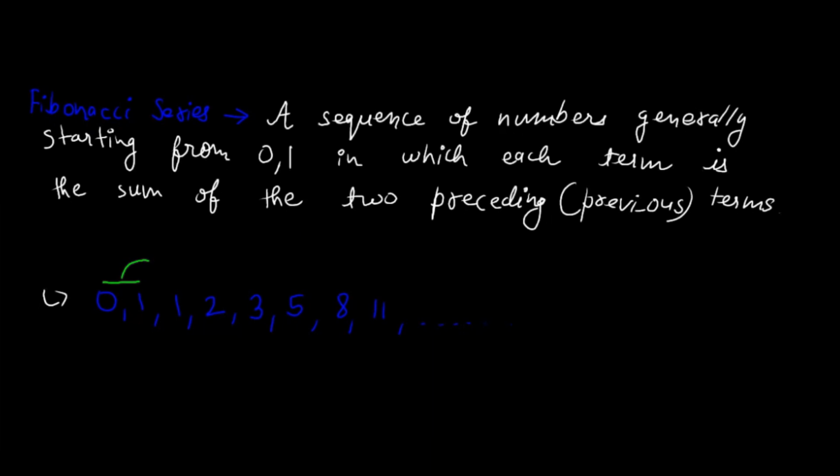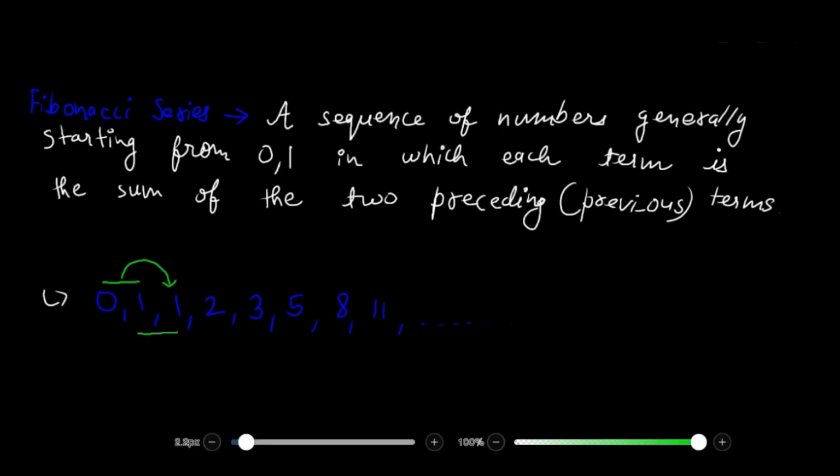You can see 0 plus 1, the next term is 1. Then the two previous terms 1 plus 1 adds up to make 2. Then the two previous terms 1 plus 2 adds up to make 3. Then the two previous terms 2 plus 3 adds up to make 5 and so on.